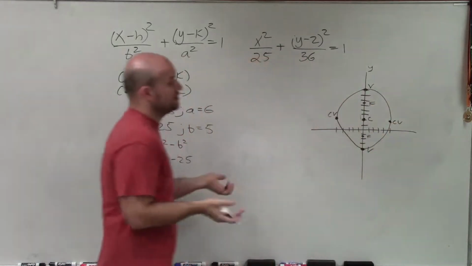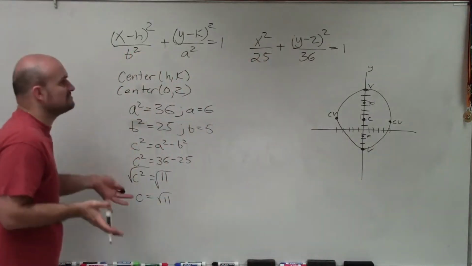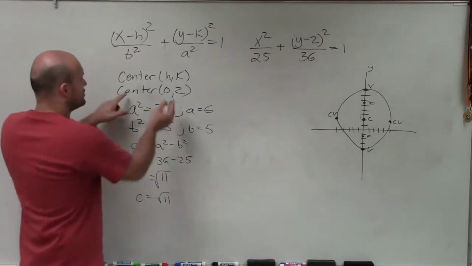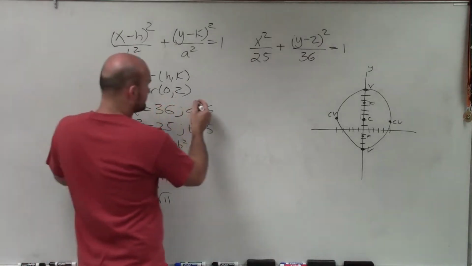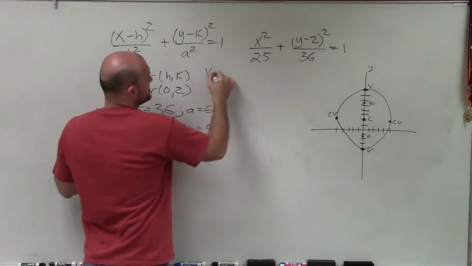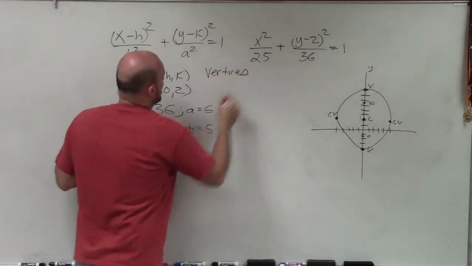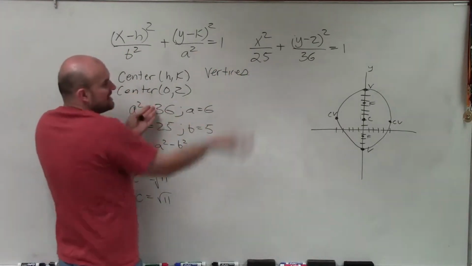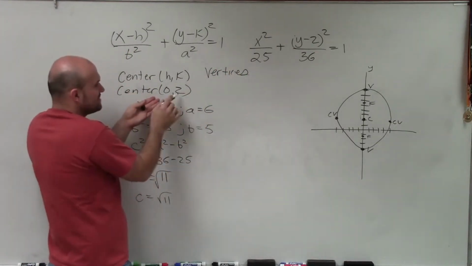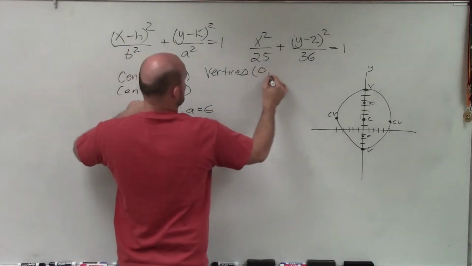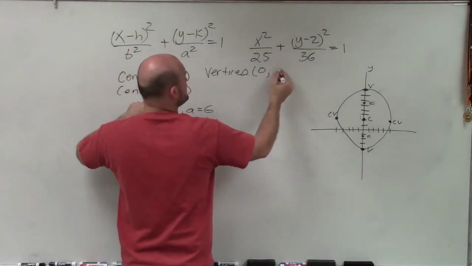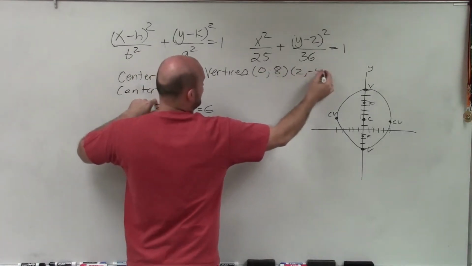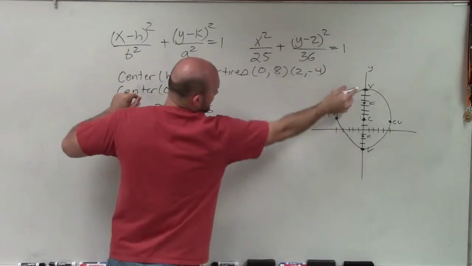So there you go, ladies and gentlemen, that's how you graph it. A lot of times they do want you to at least identify the vertices, the foci, and the center. We know the center is at 0, 2. Remember, the vertices have the exact same x-coordinate. They're just up and down 6 units from the center. So my vertices are going to be 0, 2 plus 6, which would be 8, and 2 minus 6, which would be negative 4, which you can verify on my two vertices.